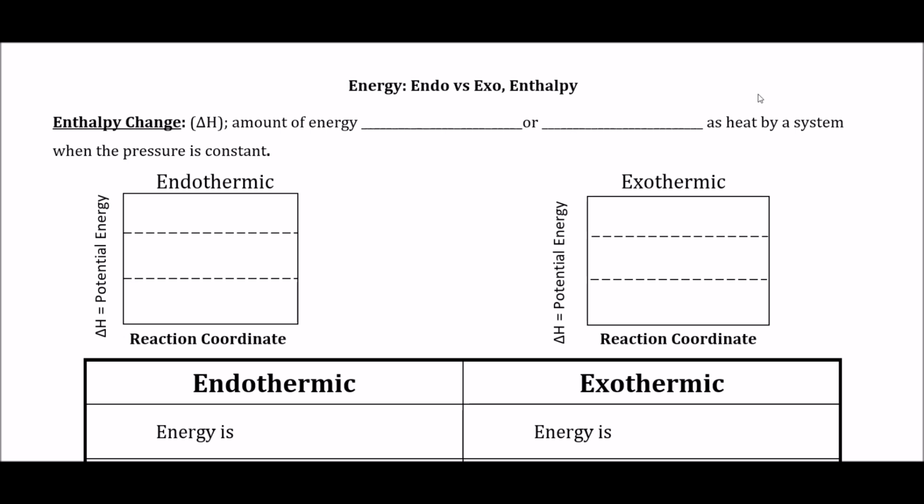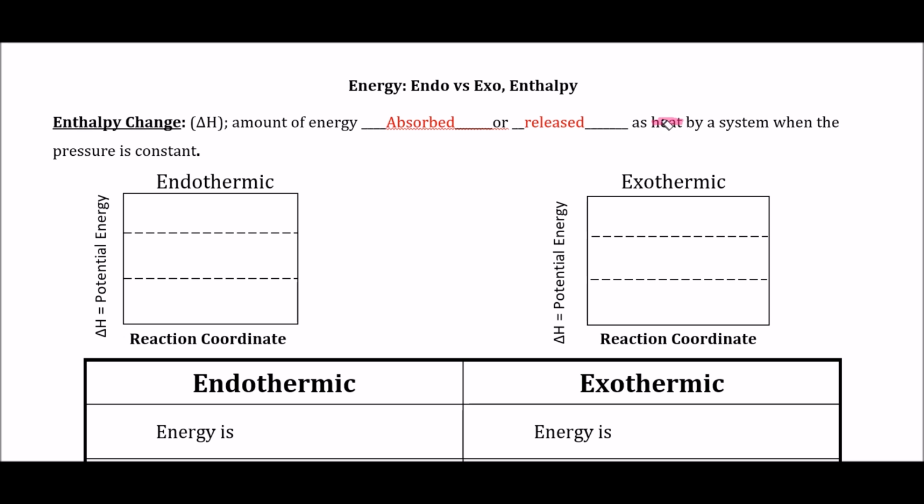And so what we're going to talk about is enthalpy change. It's going to be the change in energy. The first thing we're going to talk about is change in enthalpy, which is the amount of energy that is absorbed or released as heat by a system when the pressure is constant. Okay, so don't worry too much about the pressure being constant for a moment, but just worry about it being specifically the amount of heat.